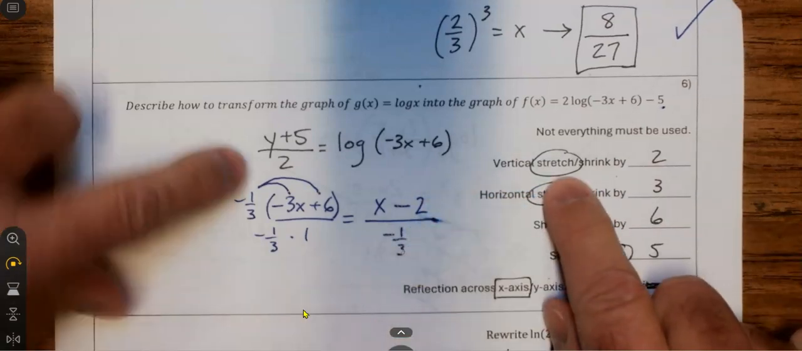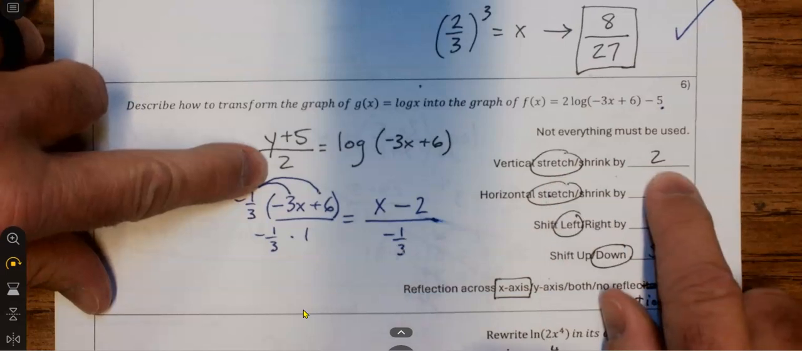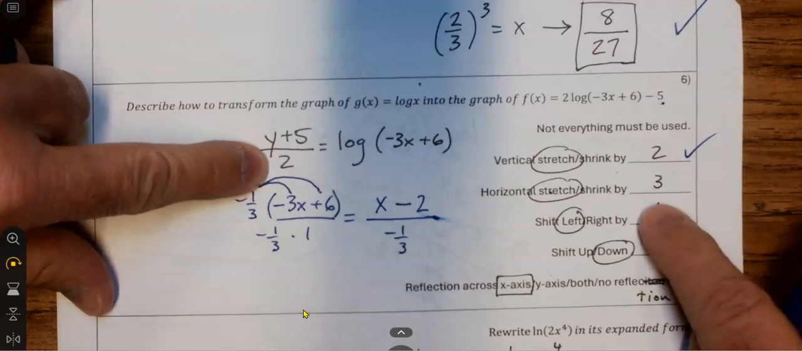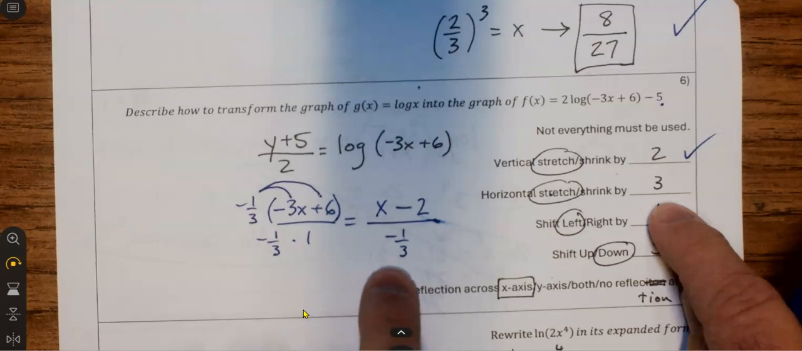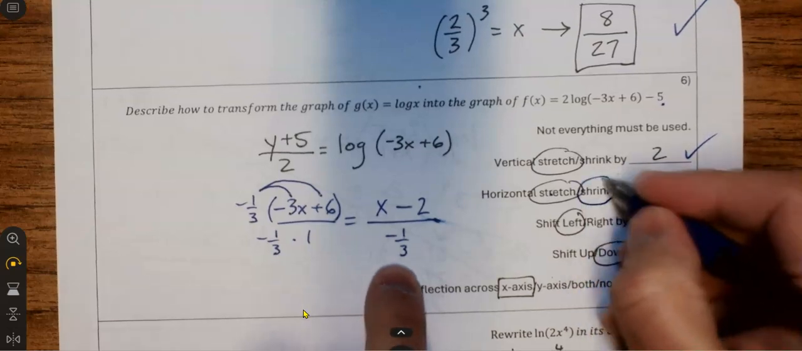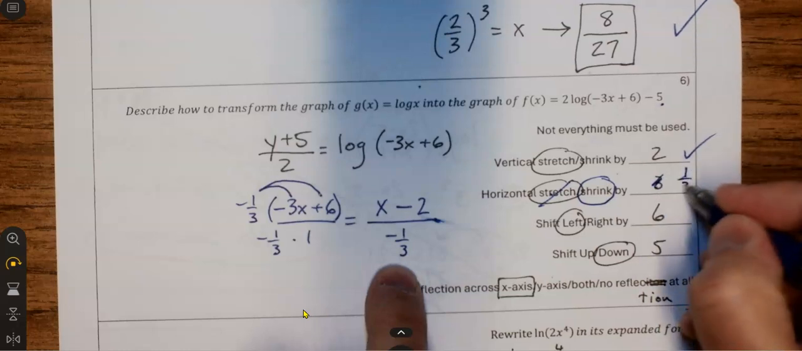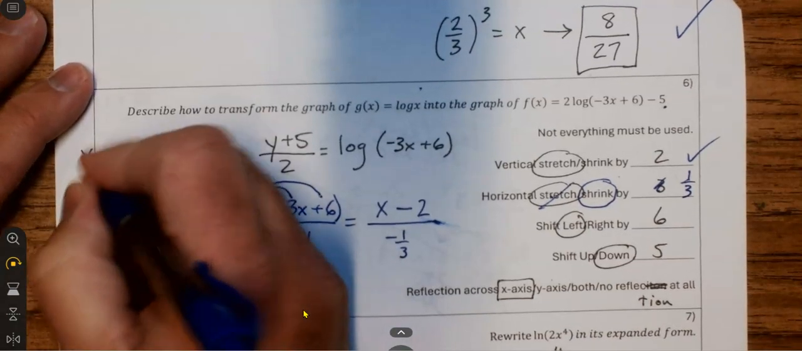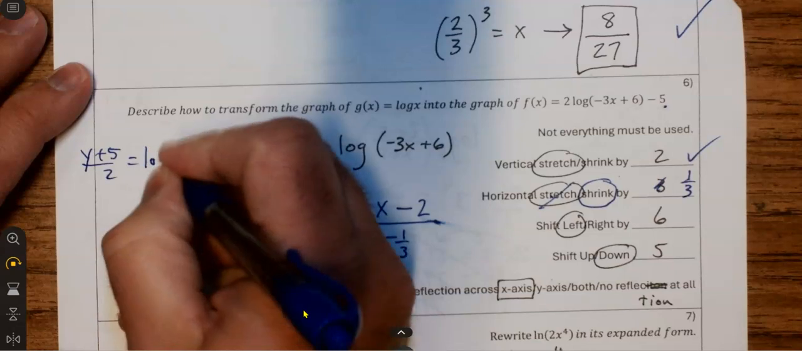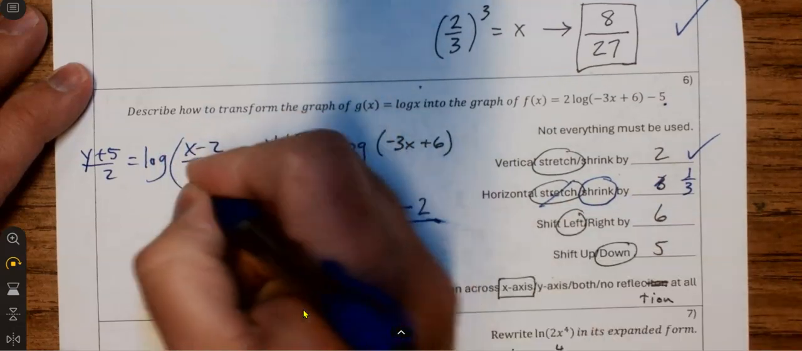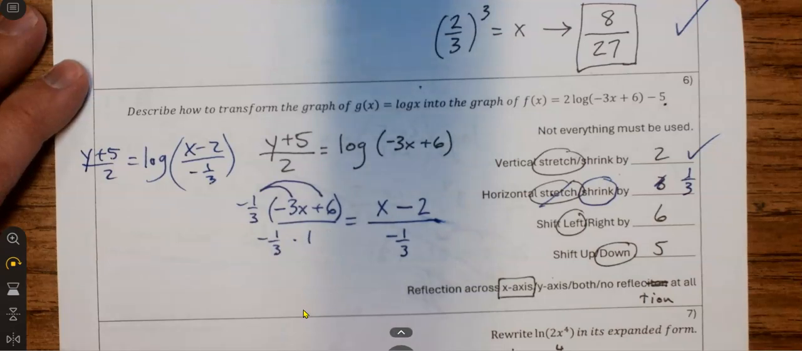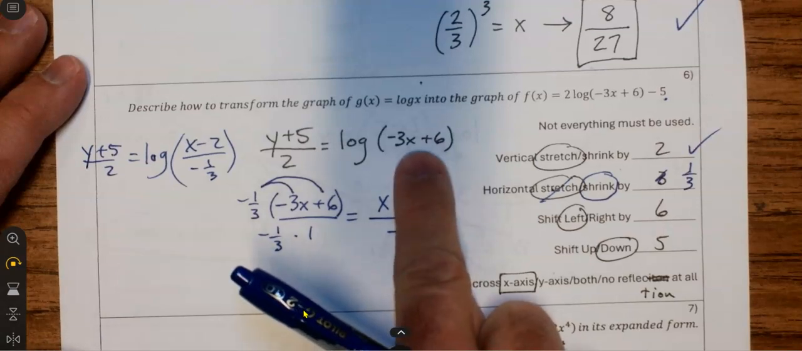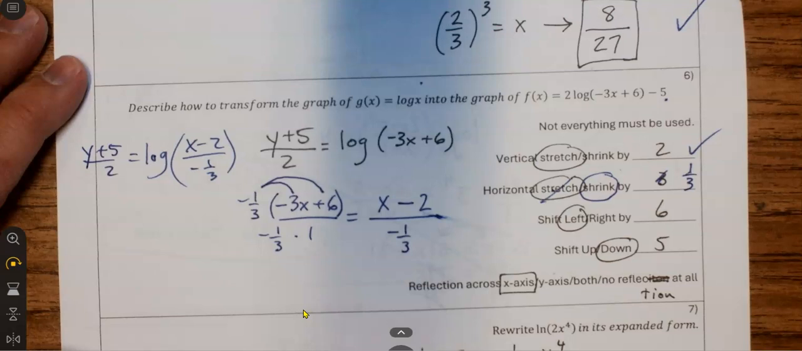So, do we have a vertical stretch by 2? Do we have a vertical stretch by 2? We do. That's good. Do we have a horizontal stretch? No, we got to shrink by 1/3. You mean like y plus 5 over 2 equals log x minus 2 over -1/3? Well, this is fireproof form right up here. So all you'd have to do is a little bit of algebra for what's on the inside.